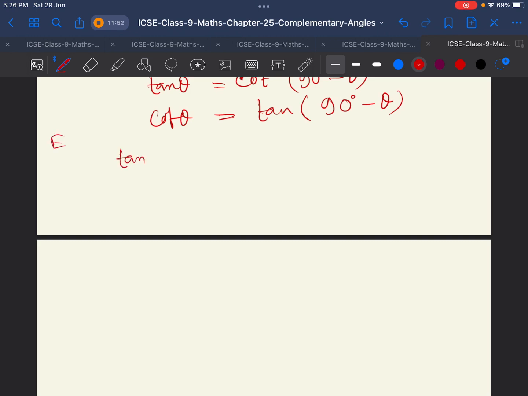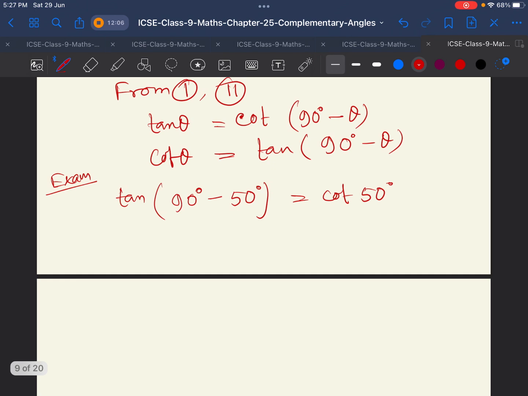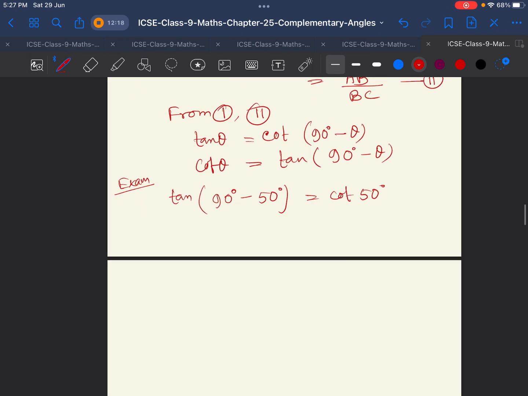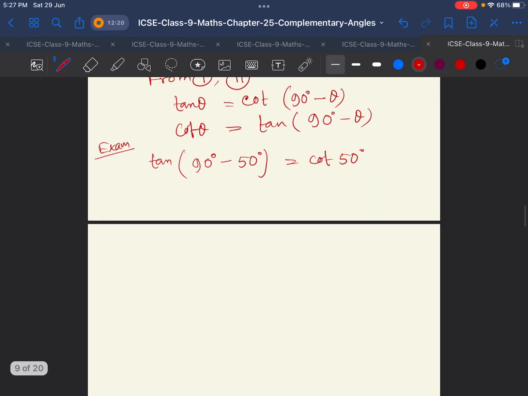Tan of 90 minus 50, we can write cot of 50 degree. Okay, so you know tan theta equals cot of 90 minus theta, or cot theta equals tan of 90 minus theta. So tan of 90 minus 50 equals cot 50 degree. Okay, now we see the complementary angle of cosec and sec.